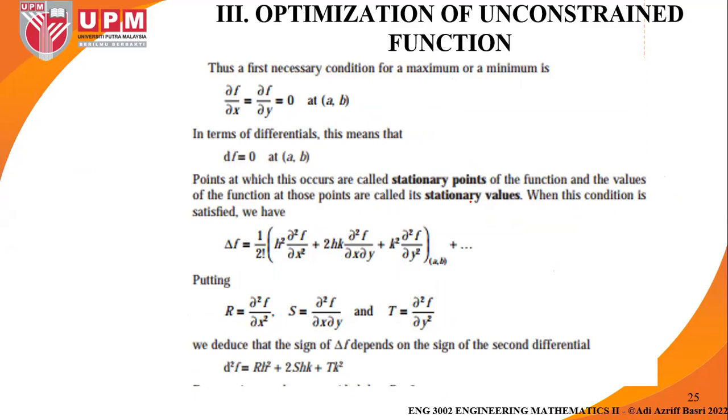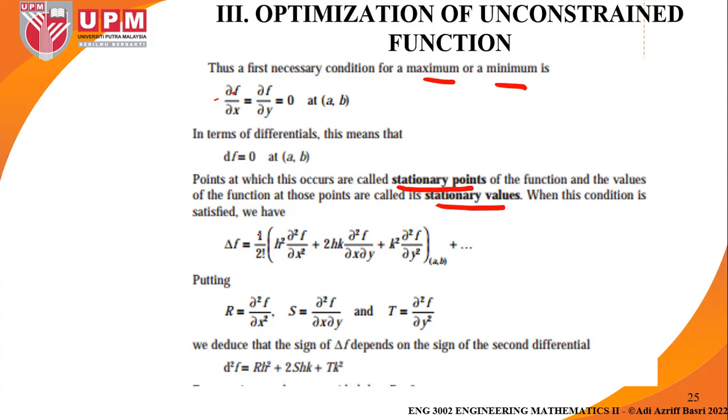So how to find the saddle point? Thus the first necessary condition for a maximum and minimum is that your differentiation is equal to 0 at a and b. Differential with respect to x equal to 0, differential with respect to y equal to 0 at a and b. So there will be maximums and minimums. In terms of differentiation, this means that df equals 0. The point at which this occurs I call a stationary point. So if the differentials with respect to x and y are equal to 0, we call it a stationary point of the function, and the value of the function at that point we call the stationary value.